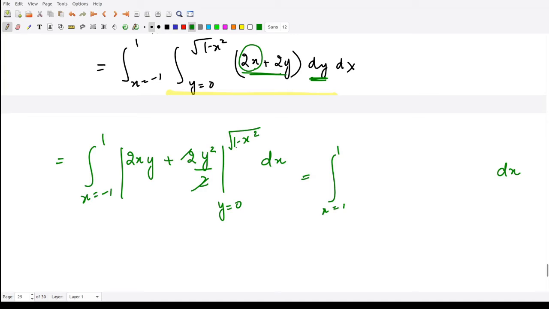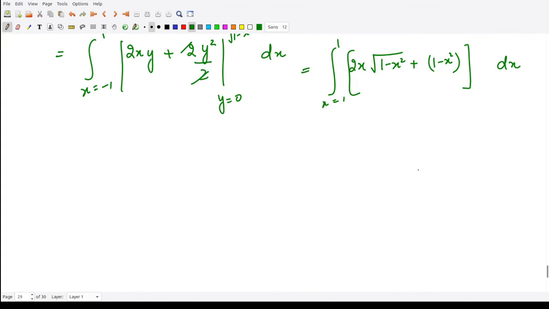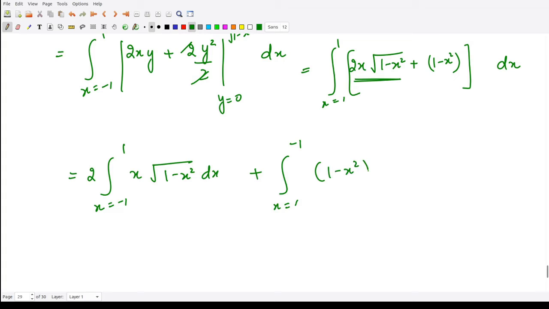When you substitute the upper limit, it would be 2x square root of 1 minus x square, and for the second quantity it would be 1 minus x square, and when you substitute the limit 0, it would be 0. So now we have to perform the integration of this quantity with respect to x. For this first term, we can separate out this integral. So it would be 2 outside, x square root of 1 minus x square dx, and then minus the integration of 1 minus x square dx, x varying from minus 1 to 1.